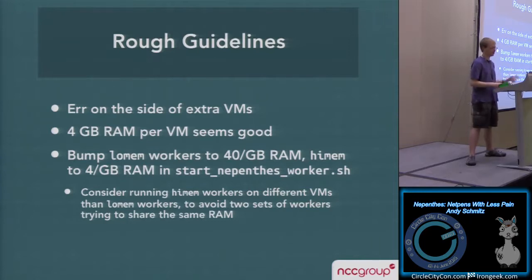There are low memory workers. We can do about 40 of those per gigabyte of RAM. High memory is about 4 per gigabyte of RAM. If you get into some really advanced configuration, you might separate those so that you're not trying to oversubscribe your RAM between low and high memory workers. That's out of scope for most of it, and generally hasn't been an issue for us. But in a few cases, that's been useful. So consider it if you're working on that.